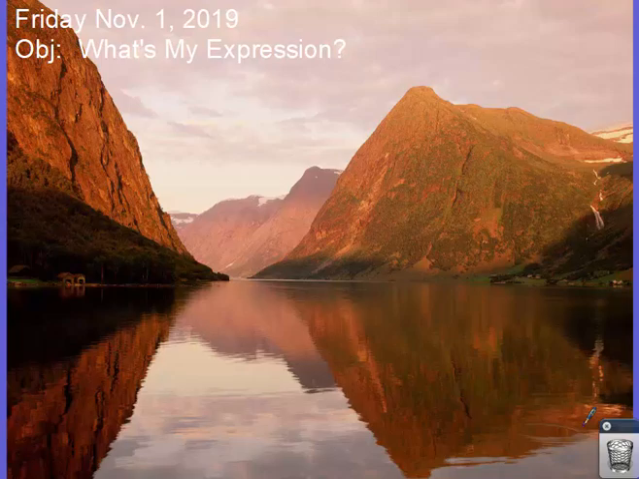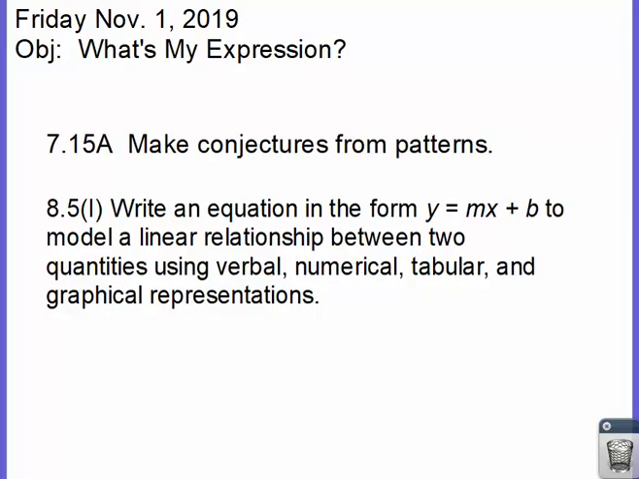Okay, so let's review what we've done so far. This is our standard that we're looking at right now. This is the same one that we've looked at for the last several days. It says we're going to be making conjectures from patterns. In other words, conjectures basically means we're making predictions. So we're looking at some data and making some predictions based on that.